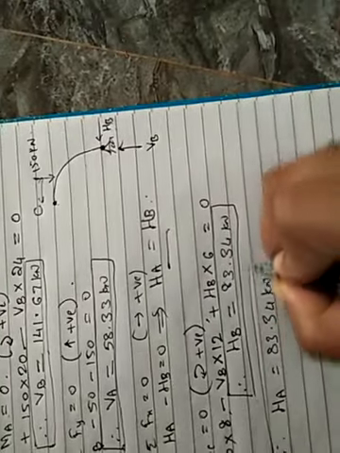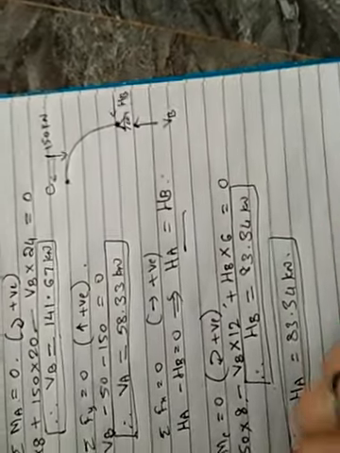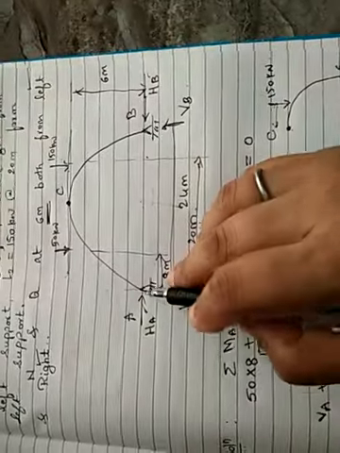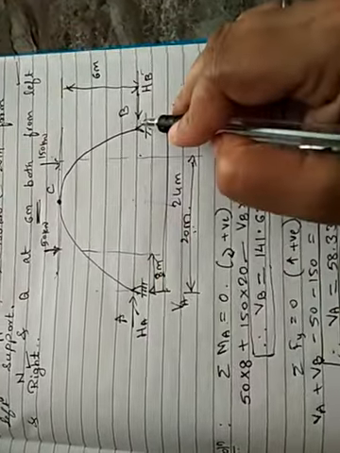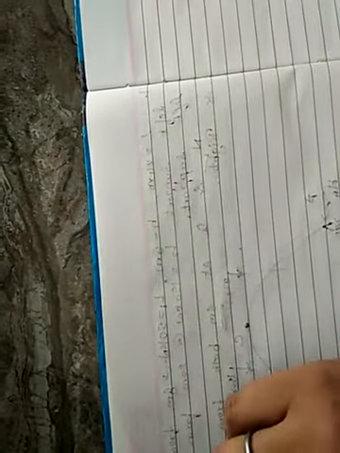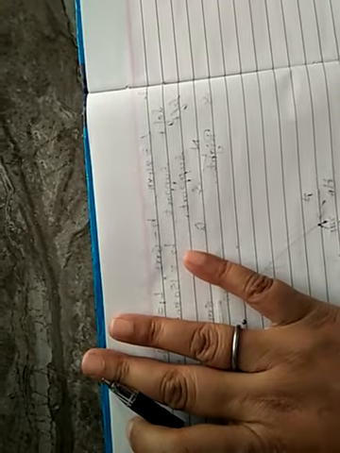So this is how we are supposed to calculate the reaction. As I said earlier, the bending moment at A, the bending moment at B, and the bending moment at C will be 0 because of the hinge support. So now let us calculate the bending moment at 50 kilonewton and bending moment at 150 kilonewton.